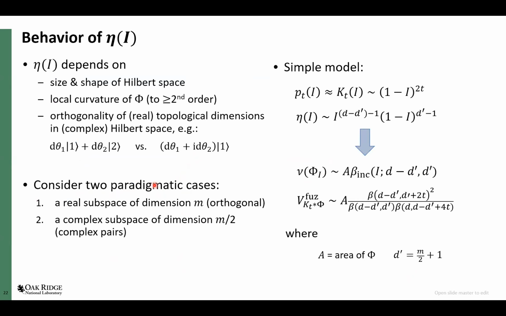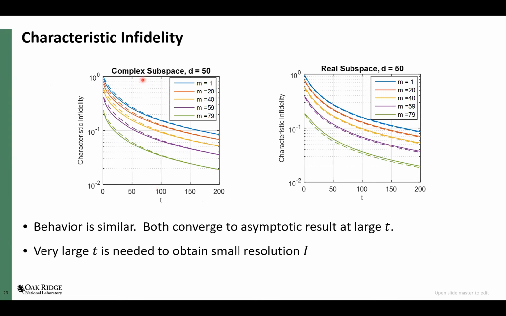The truth is that this relationship depends on lots of things. I won't go into details here, but I will just say that I worked out two paradigmatic cases. One is where your manifold is a real subspace of some dimension m, and the other paradigmatic case is where your manifold is a complex subspace of dimension m over 2. So here your parameters form sort of real and imaginary pairs in Hilbert space. And we can work out what this characteristic infidelity is as a function of the t parameter.